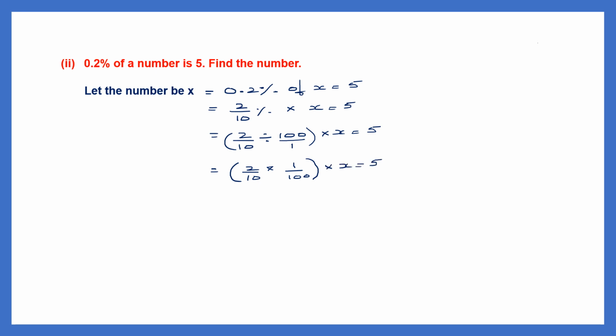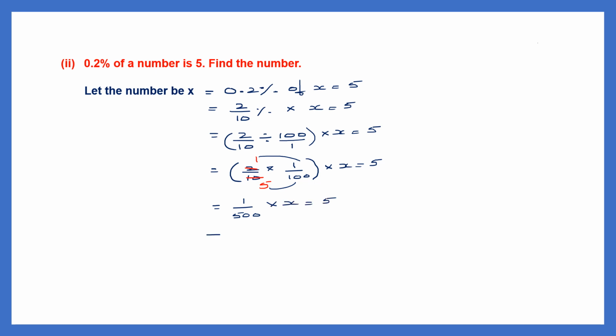So now we can cancel 2 and 10. So 2 ones are 2 and 2 fives are 10. Okay, so now let's multiply the numerators. 1 into 1 is 1, so we get 1. Denominator 5 into 100 is 500. 1/500 into x is equal to 5.